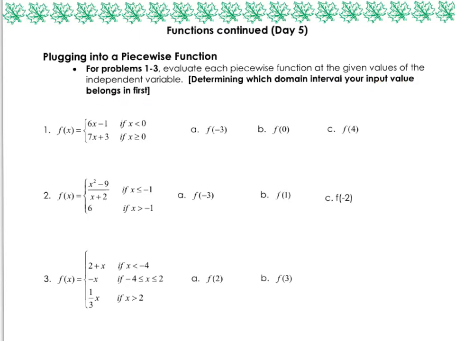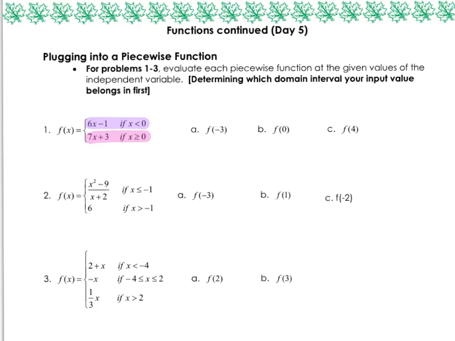So this f of x equals shows it's a set of functions. The 6x minus 1 is used if the x value is less than 0. But the 7x plus 3 is used if the x value is greater than or equal to 0. To help us keep track of that, I've highlighted the first function in purple and the second function in pink. I will then highlight the given x values in the corresponding color to help us identify which function it belongs to.